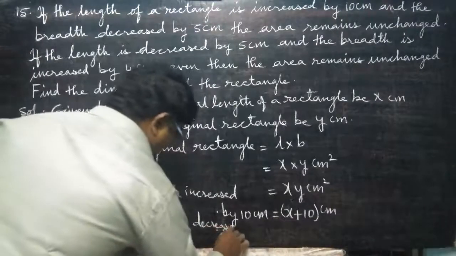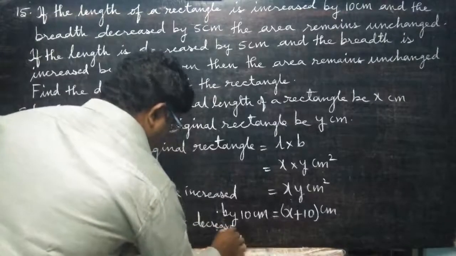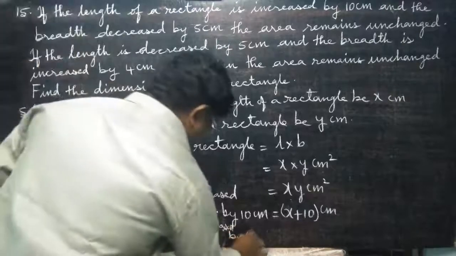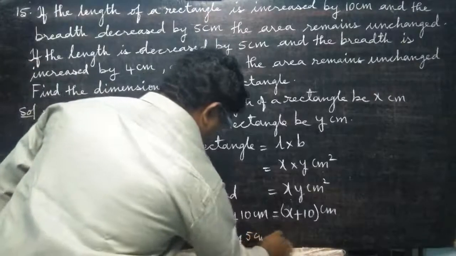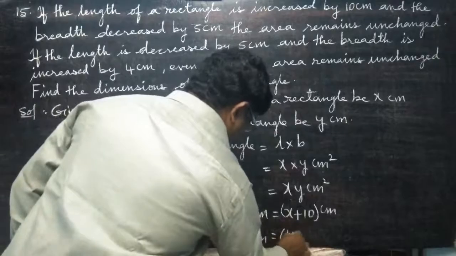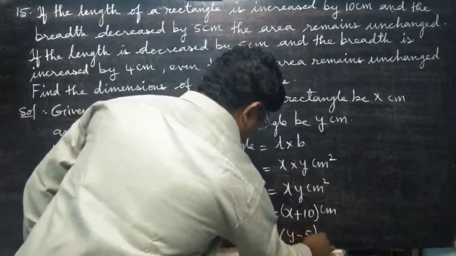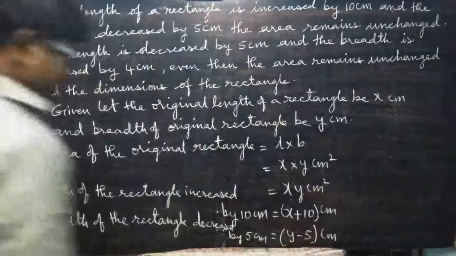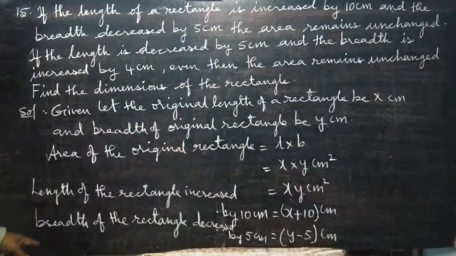Decreased by how much? Decreased by 5 centimeters. That is equal to, decrease means minus, y minus 5 centimeters. Are you able to follow? Now we have to find the area. Let's find the area.